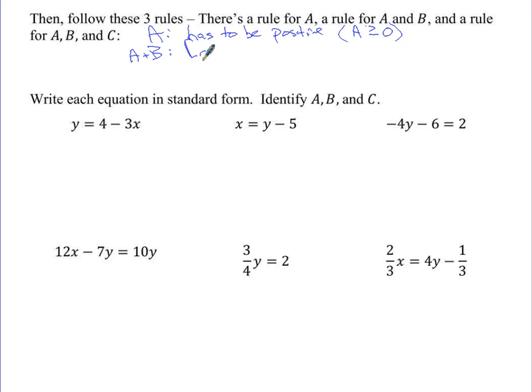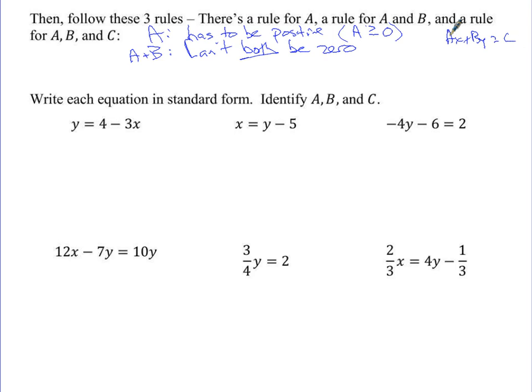A and B can't both be 0 at the same time. A can be 0 on its own. B can be 0 on its own. But A and B can't both be 0 at the same time. If that happens, then your equation AX plus BY equals C.